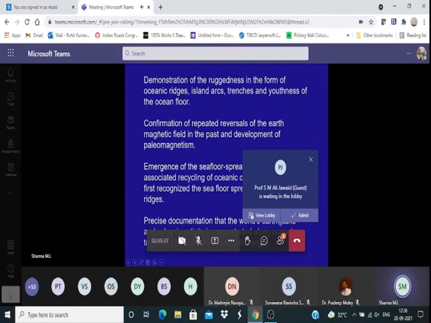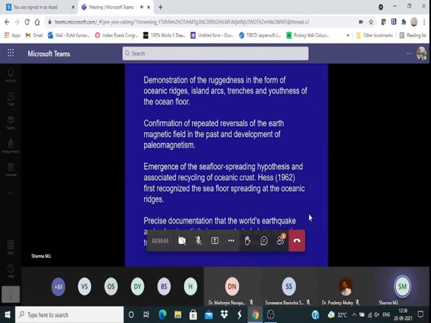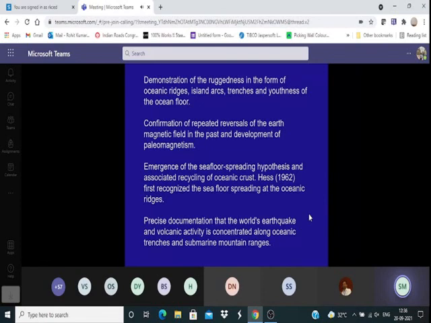Then confirmation of repeated reversals of the earth's magnetic field. This came during the Second World War. People were sailing their ships, and suddenly they found that there was a magnetic reversal. And why was there a magnetic reversal? Because of the plate tectonics theory. Then the emergence of the seafloor spreading hypothesis in 1962. So that was also one of the evidences. Then precise documentation that the world's earthquake and volcanic activity is concentrated along the oceanic trenches and submarine mountain ranges.